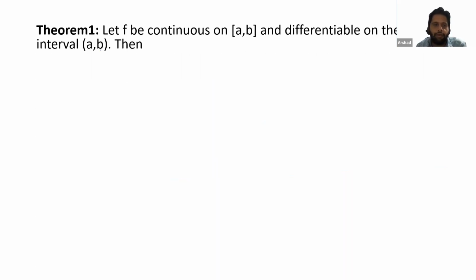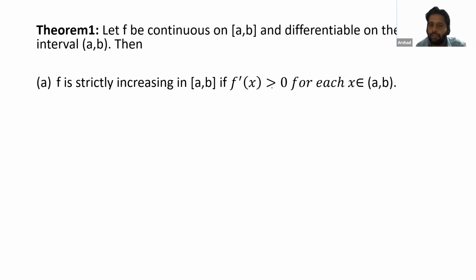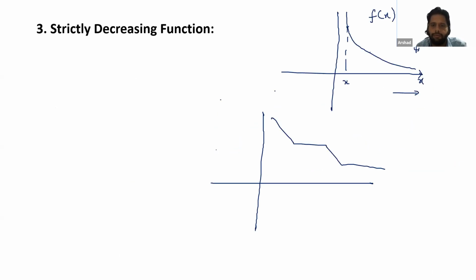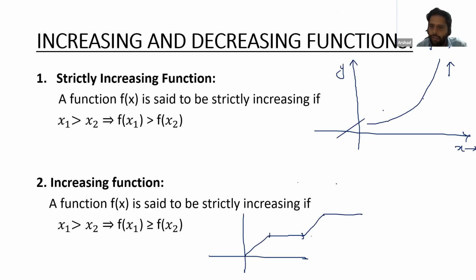Now we have the theorem for how we can check whether the function is strictly increasing or not. If a function is strictly increasing, then the derivative will be greater than zero. Why is this derivative greater than zero? Please check this function. For example, this is a strictly increasing function. If at this point we draw a tangent, then this tangent makes an acute angle with the x-axis. Theta is acute. We know that slope is given by tan theta. So if theta is acute, tan theta will be greater than zero. In differentiability, we have already done that f dash x represents the slope of the tangent. So for strictly increasing, f dash x will be greater than zero. We need to remember this result.